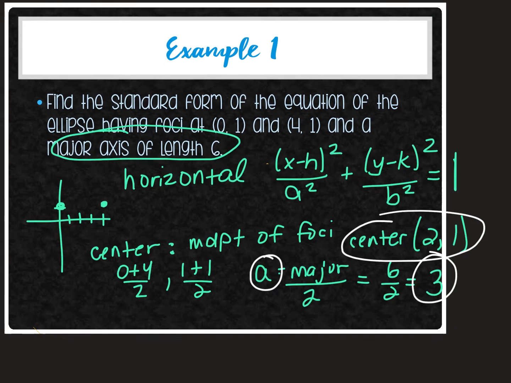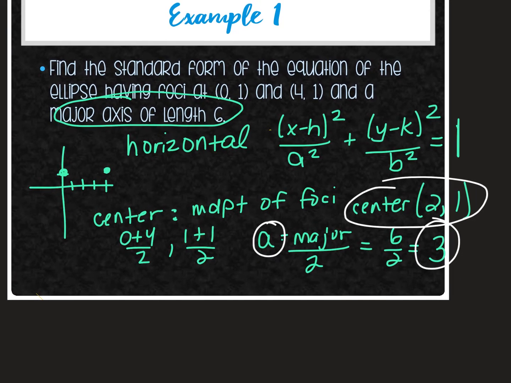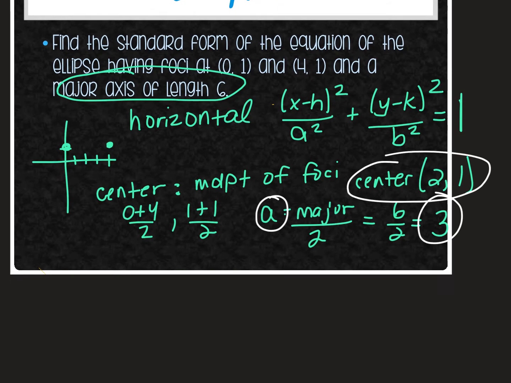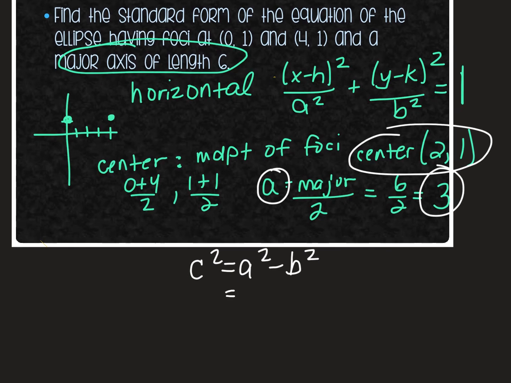We have to find B. How do I find B? You have to use C squared equals A squared minus B squared. I already know that A is 3, correct? I'm trying to find B. Do I know what C is? No, C's not 6. Look at your cheat sheet. How do you find C? It's the distance from the center to the foci.